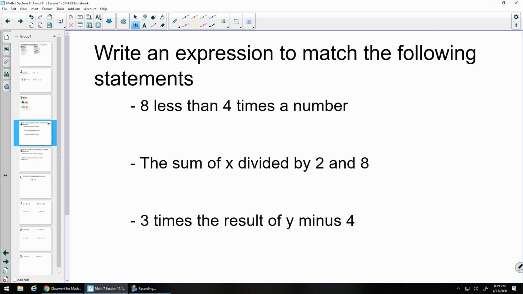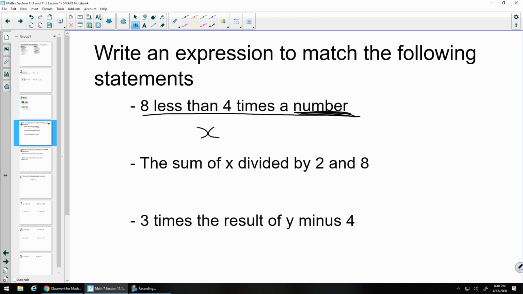So when I come up to a sentence like this, 8 less than 4 times a number, and I need to turn that into an expression, the first thing I like to do is find what my variable is, and then I work from there. So my variable is the number. I'm not sure what that is. So that's my variable, my unknown. I can use whatever variable I want. Let's use the variable x.